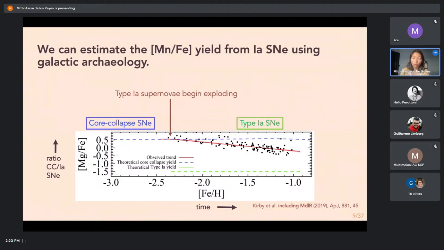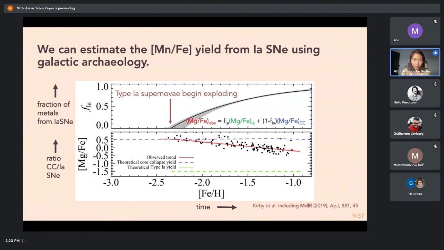And that makes sense because at early times in a galaxy's evolution, only core collapse supernovae have had a chance to go off. But at some point, type 1a supernovae begin exploding, and type 1a supernovae produce a lot of iron, but not a lot of magnesium. And so they overall pull this trend down. As more and more type 1a supernovae go off, they begin to drag this ratio down. And so we see this classic trend of a plateau, and then a knee, and then a turn down or decline.